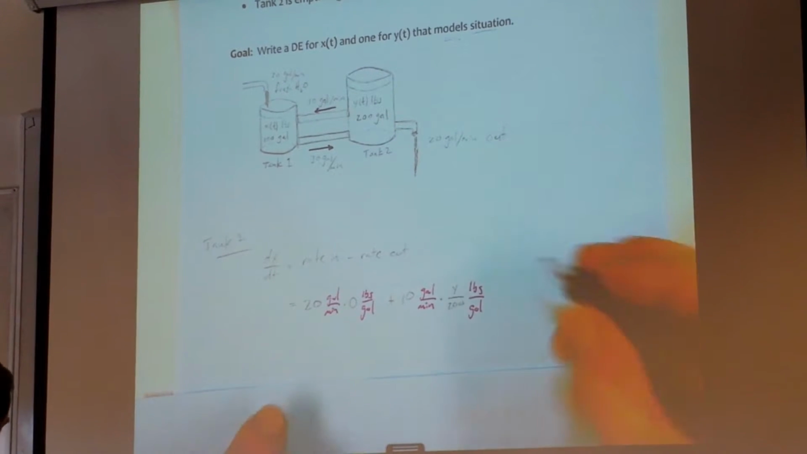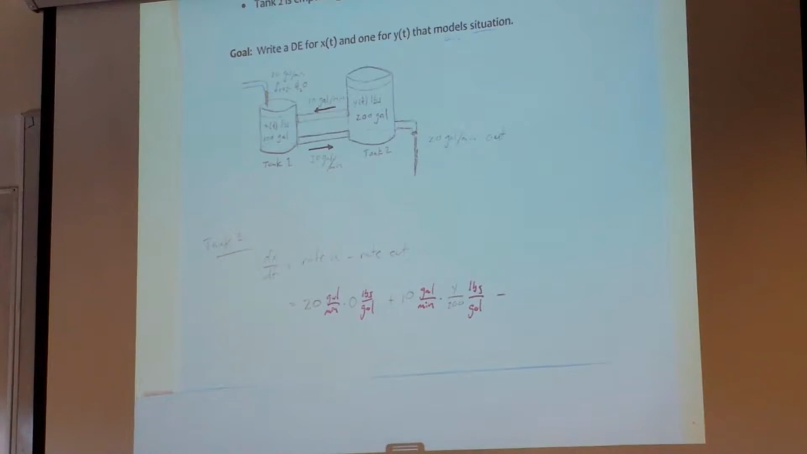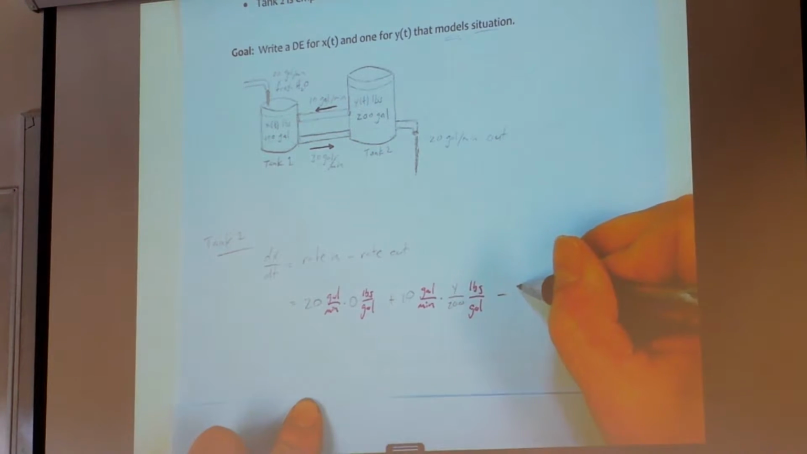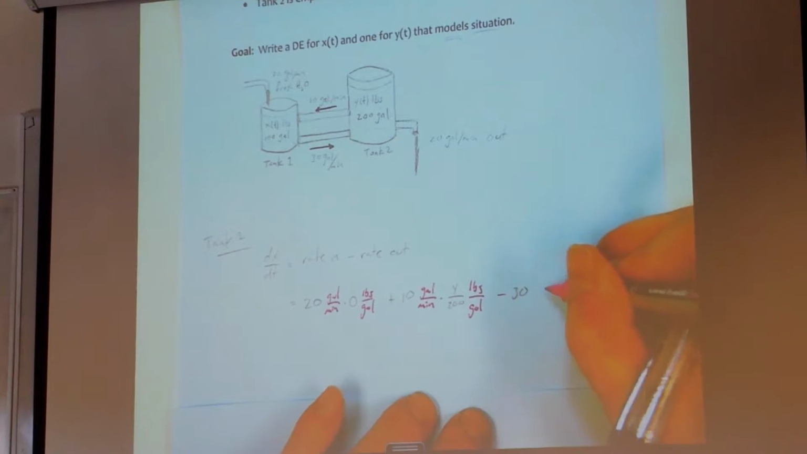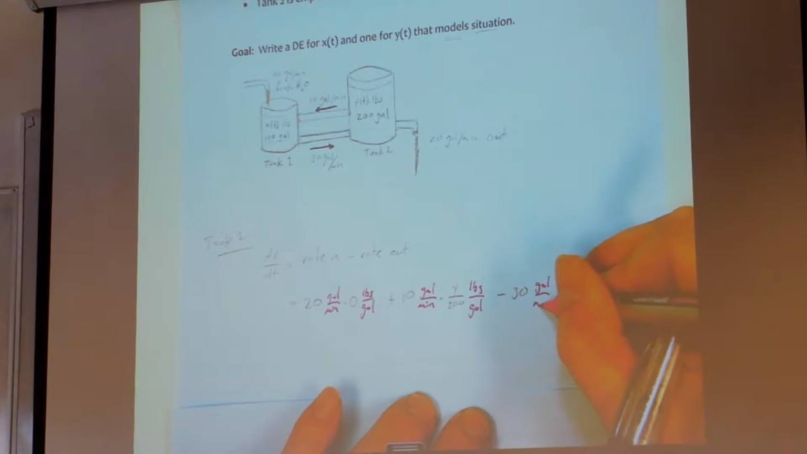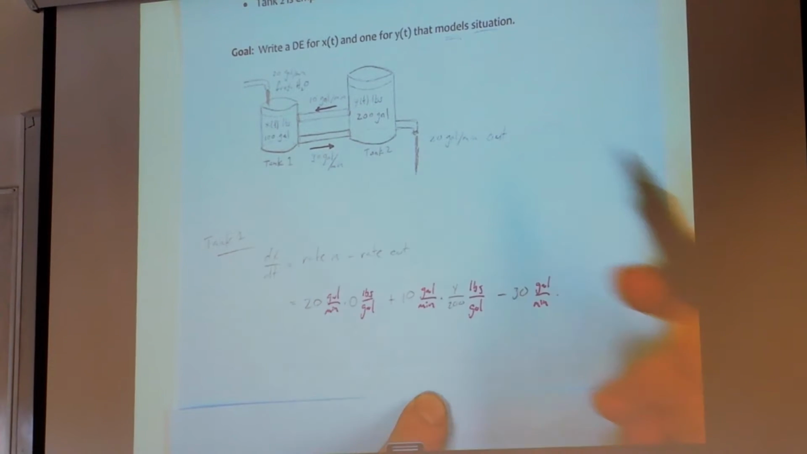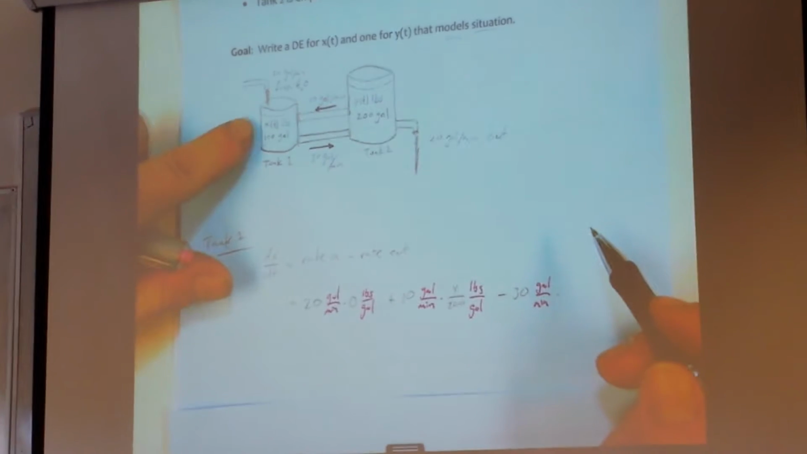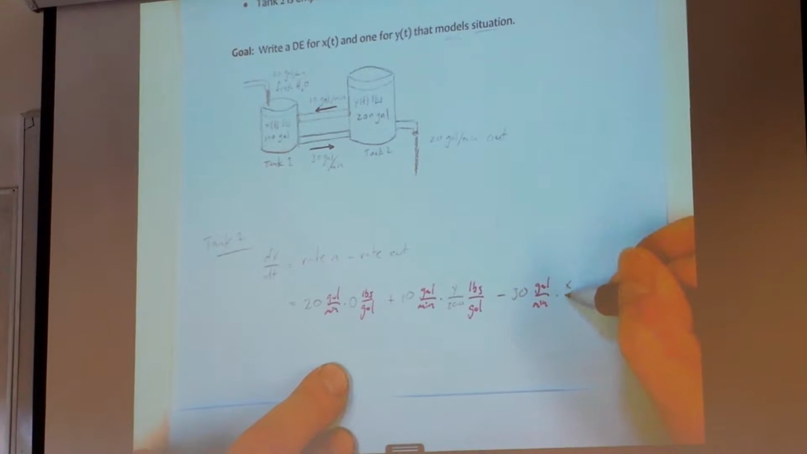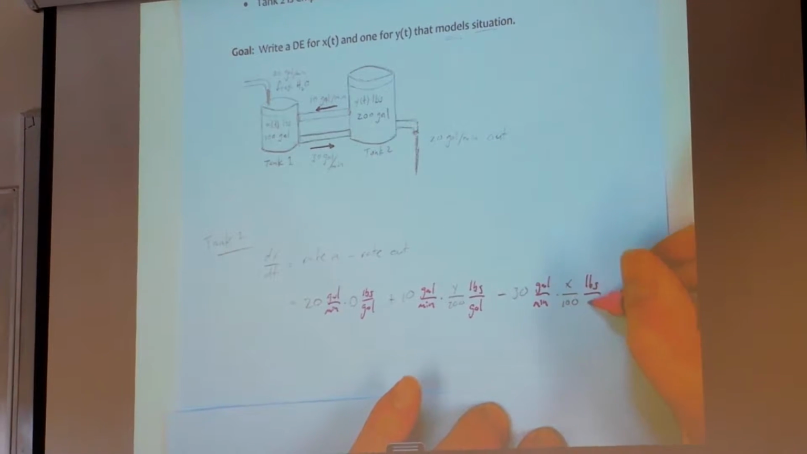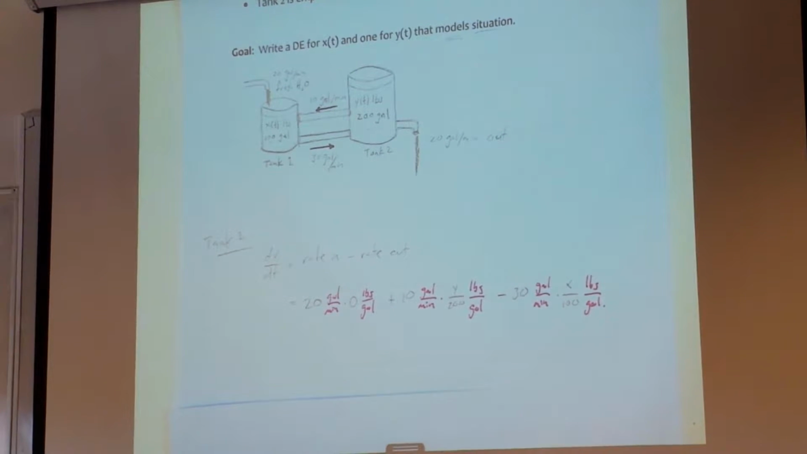And then the rate out, it's going out at 30 gallons a minute, times, what's the concentration of the stuff that's leaving? It's variable concentration. So x of t divided by 100, x pounds per 100 gallons. So this is a lot like the stuff that we did earlier. Okay, so familiarity, gotta love it.